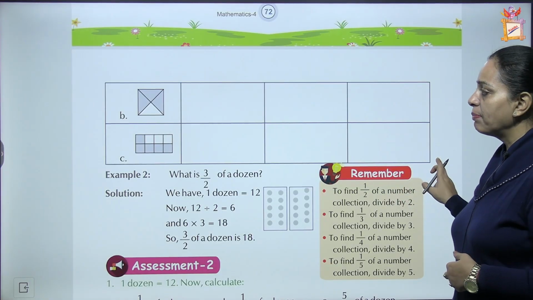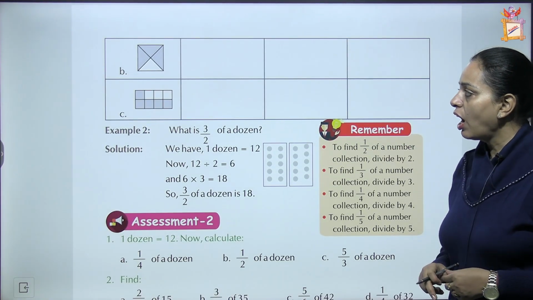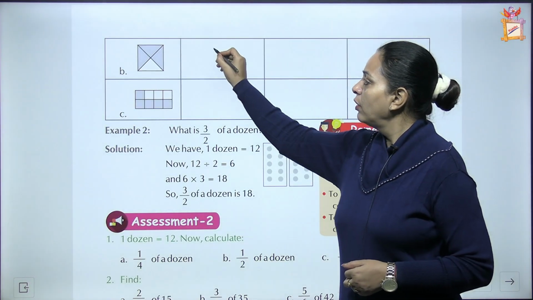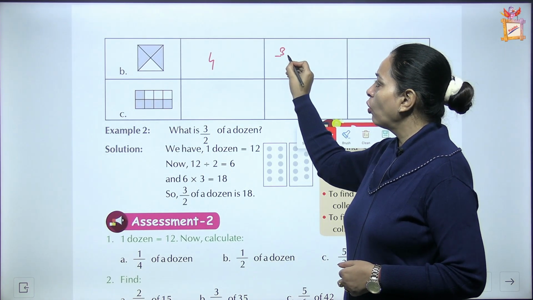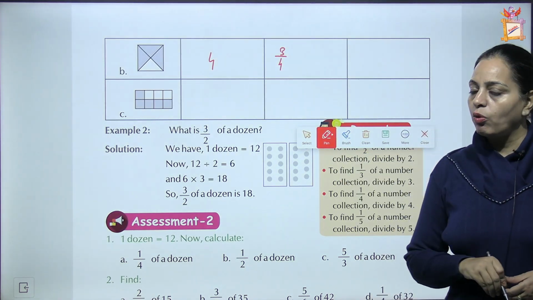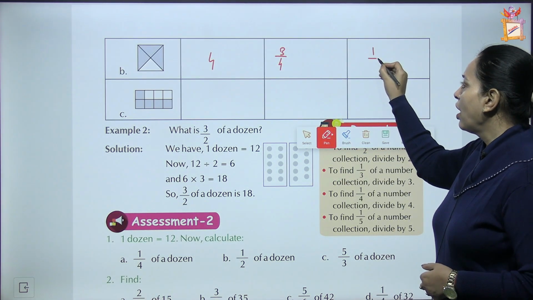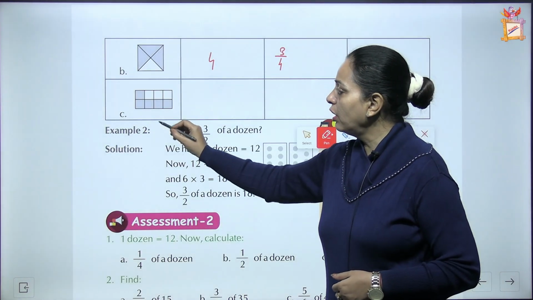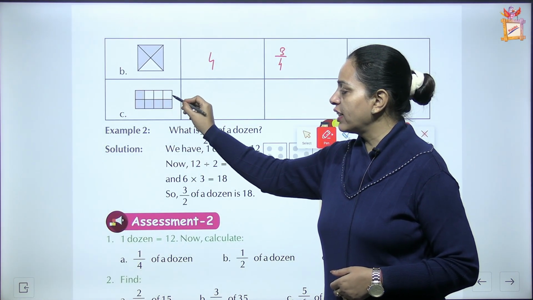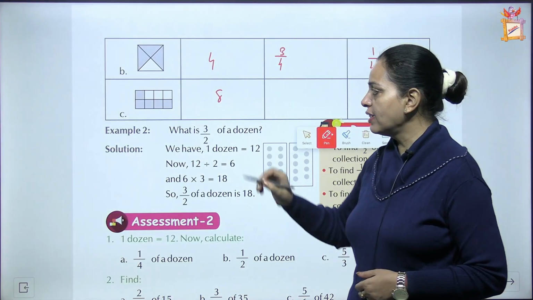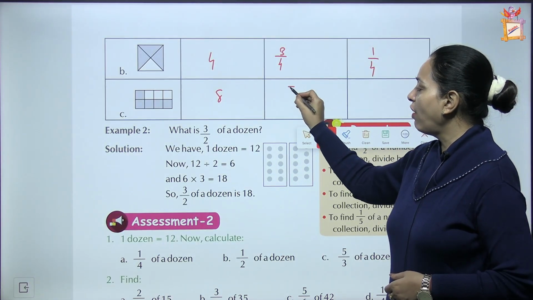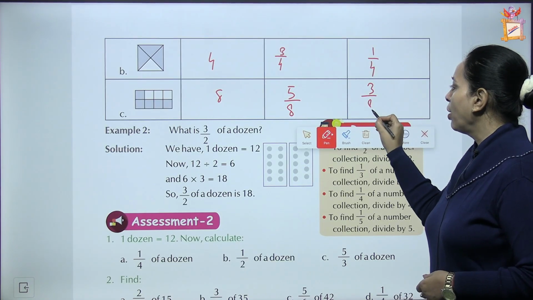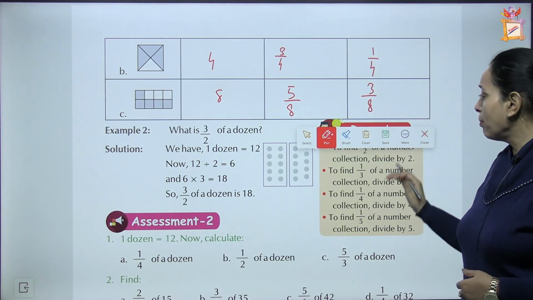The next is part B. See here, how many total parts? Total parts 4. Shaded 3 out of 4, 3 by 4. And what is unshaded? 1 out of 4. Now part C, how many total? 1, 2, 3, 4, 5, 6, 7, 8. Total 8 parts. How many shaded? 5 are shaded, 5 upon 8. And unshaded, 3 upon 8. So I hope this is very much clear to you.